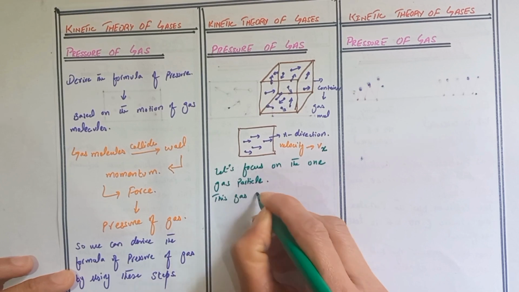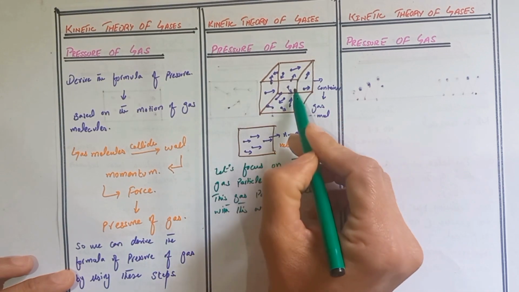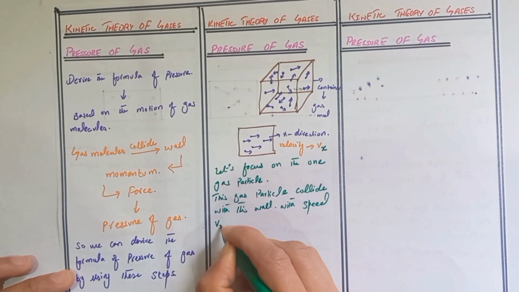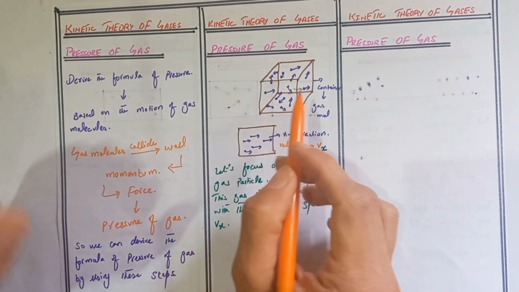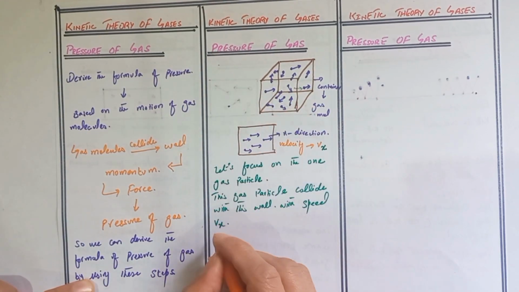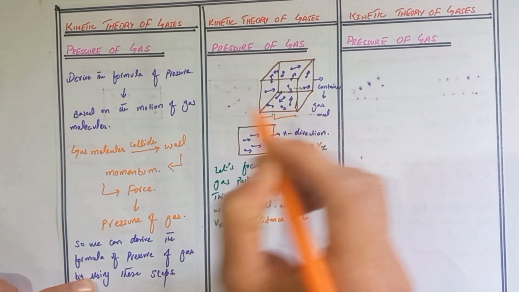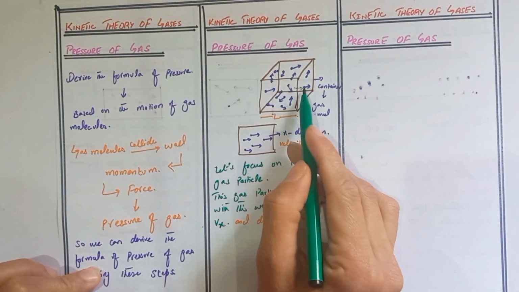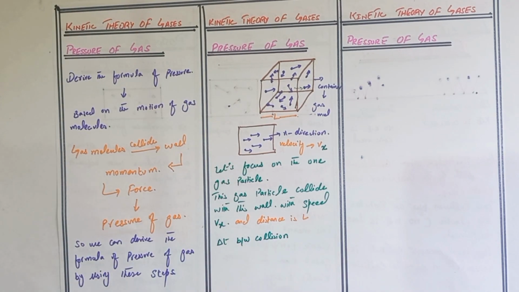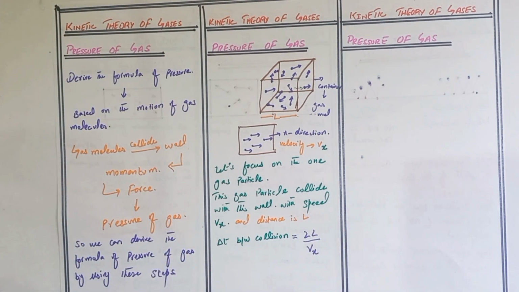This gas particle collides with this wall. Here we take one gas particle. This gas particle collides with this wall with speed vx. Now we discuss the distance that the molecule travels when it collides with this wall. If it is traveling with the speed vx, then the distance is L. The distance is L when they collide with this wall. Now we calculate the time interval in which they collide with this wall. Time between collisions is equal to 2L by vx.